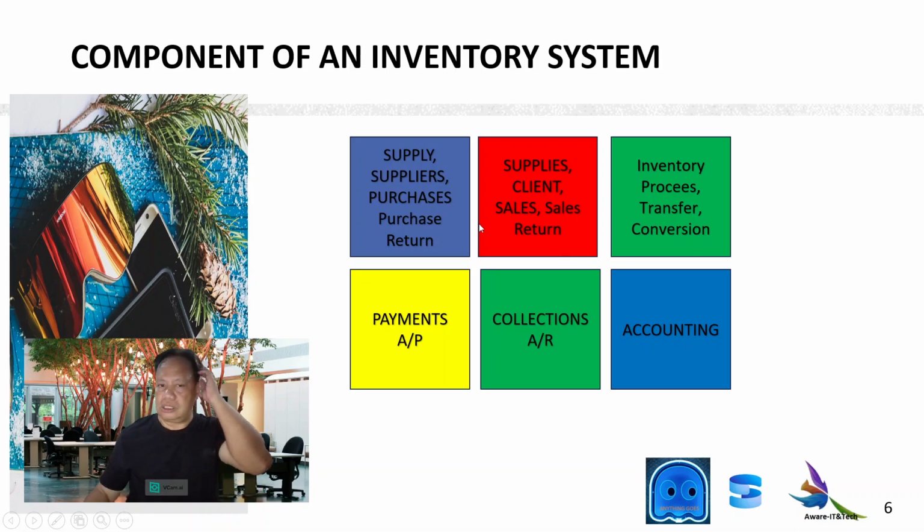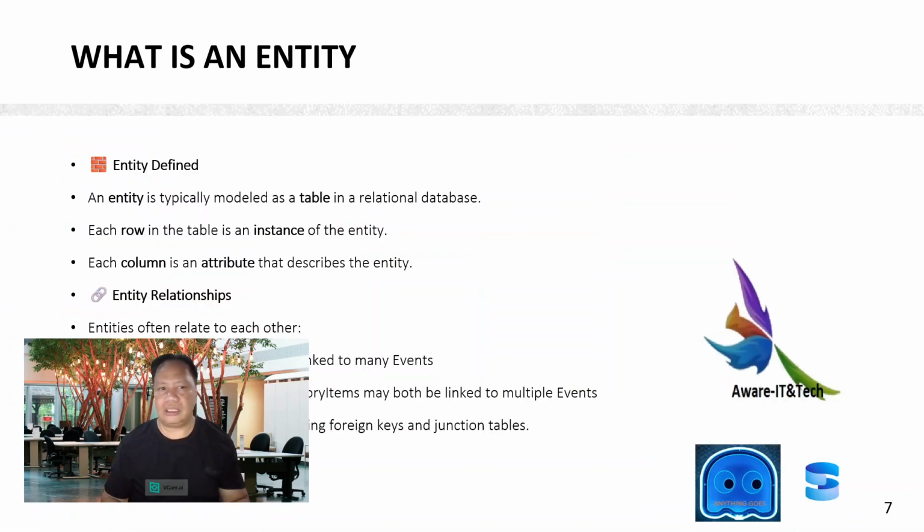So supplies and suppliers, and then you do the purchase and purchase return, then sales and sales return, and then transfer, conversion, and inventory processes, like when it probably goes stale and you have to dispose of it. So that's an inventory process that you have to go through. For now, we're going to do the suppliers and the supply, which is the inventory or the products. The supplies is actually the product entity, and we'll be doing that in a short while in a demo.